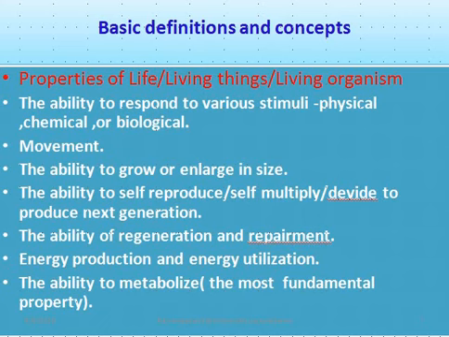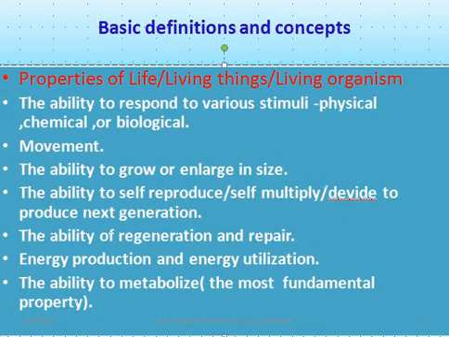Another important property is the ability to self-reproduce or self-multiply or self-divide to produce next generation. So reproduction is an important property of a living organism. What is reproduction? Reproduction is the ability or the capacity to produce. The process of producing next generation is known as reproduction. Another important property is the ability of regeneration or repair. If there is a wound or a tissue damage, that tissue will be automatically repaired. That capacity or that phenomenon is known as regeneration.